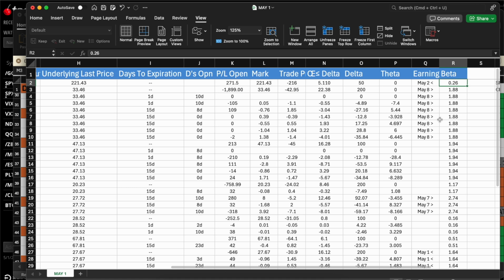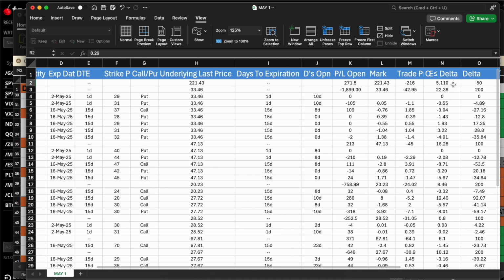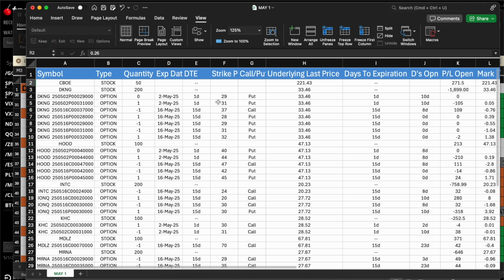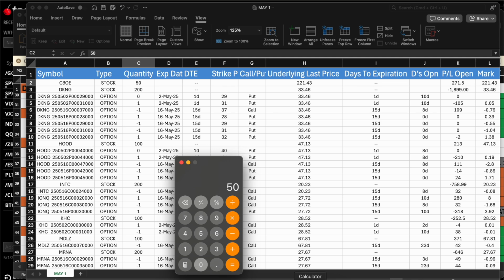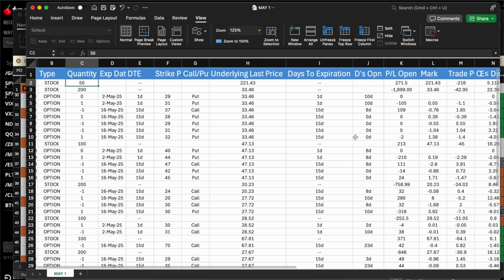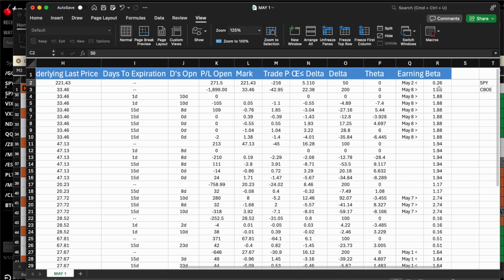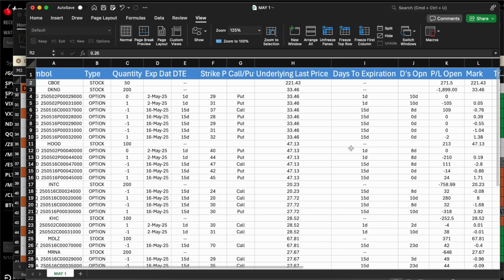All right, so we have a beta of CBOE of 0.26. So we're going to take the 50 shares of CBOE times the price of the stock, which is 221.43, and we multiply that by the beta, which is 0.26. We get the following number, 2878.59. And let me make sure, I believe it's 0.26, the beta. Yeah. Okay, so it's 0.26.